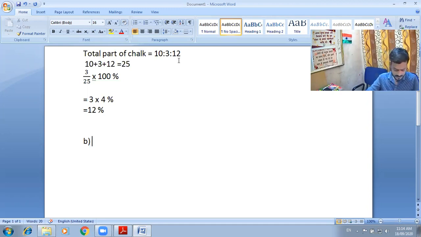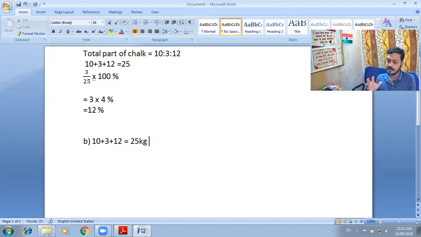So we can say that their sum is 10 plus 3 plus 12, which equals 25 kg. 25 represents the total amount, and out of 25 kg only 3 kg is carbon, 12 kg is oxygen, and 10 kg is calcium. So the second answer is 25 kg.